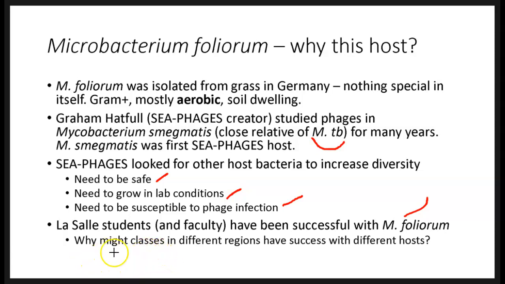Think like a scientist and come up with a hypothesis. Why might classes in different regions of the country, so SEA-PHAGES is a nationwide program, have success with different bacteria hosts?